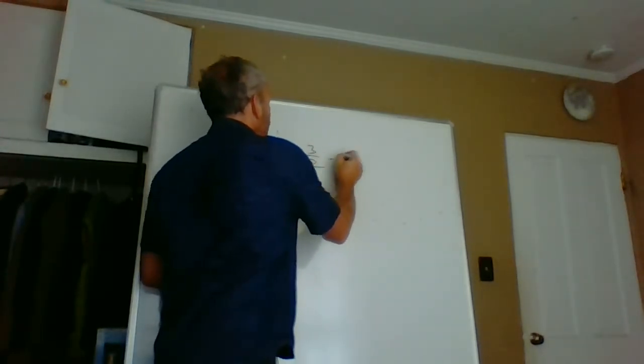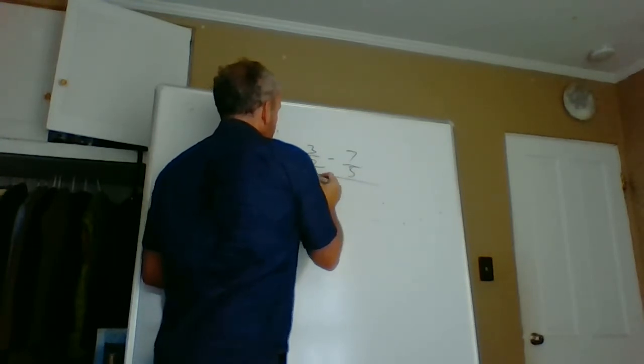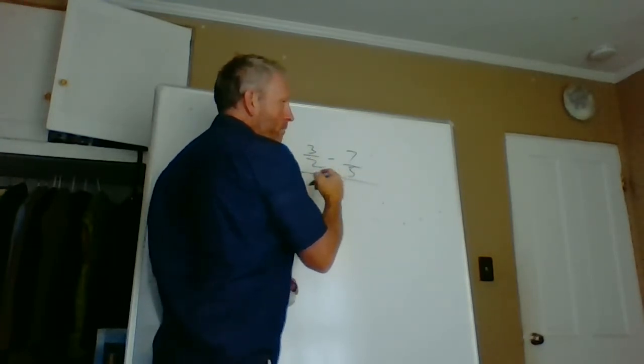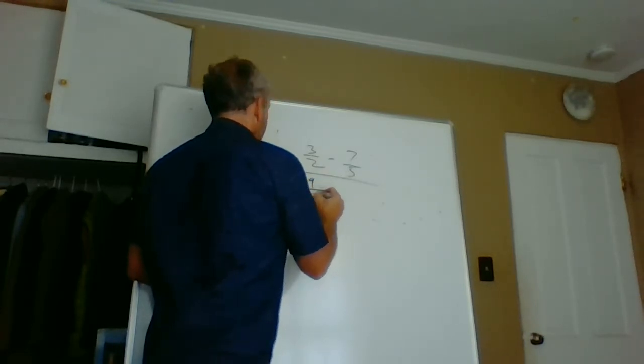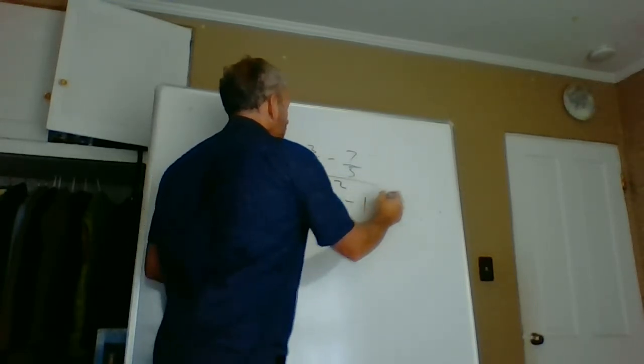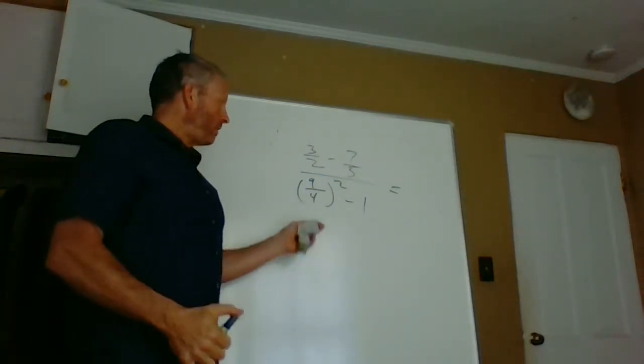Let's say we had 3/2 minus 7/5 divided by... I'm running out of numbers because I want to keep all these single digits here. How about 9/4 squared minus 1? And for about 99% of adult Americans, I'll tell you what you'll get here.